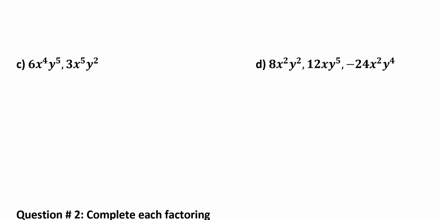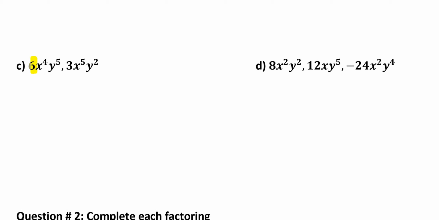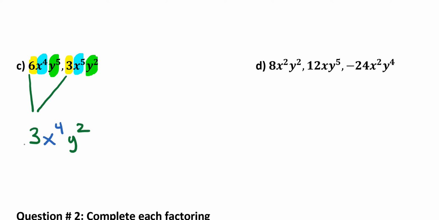Moving on to letter C, let's take a look at the numbers first. So I have a 6 and a 3. The biggest number that divides 6 and 3 at the same time is the number 3. Then let's take a look at the variables here. I have x to the power 4 and x to the power 5. Which one is smaller? Well, x to the power 4 is smaller, so we'll pick that. And then there's y to the power 5 and y to the power 2. Which one's smaller? y to the power 2 is smaller, and that is my greatest common factor.